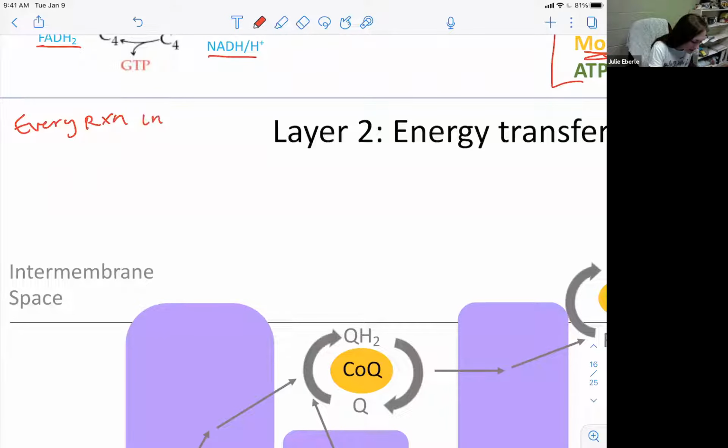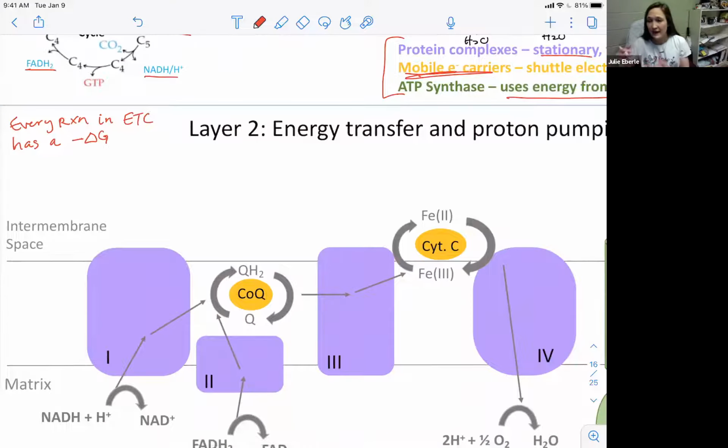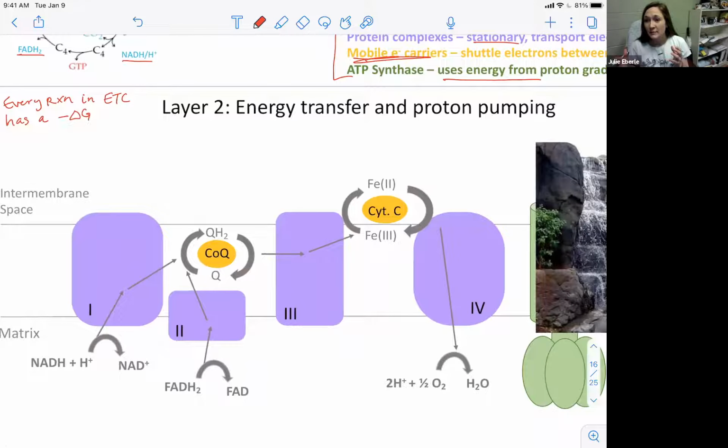Every reaction in the electron transport chain has a negative delta G. Every reaction has to be favorable for this to happen in order. So what that means is that you have to start out with something very, very high energy so that you can continuously, with each step, give off a little bit of energy, a little bit of energy, and kind of climb down the ladder to lower energy products, okay?